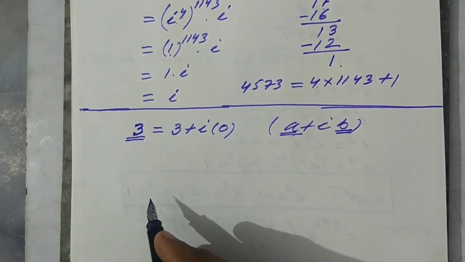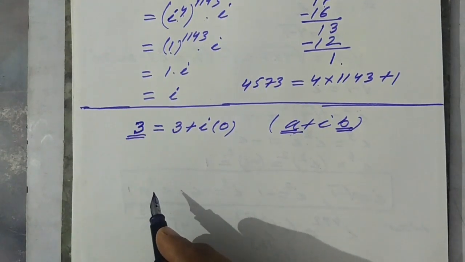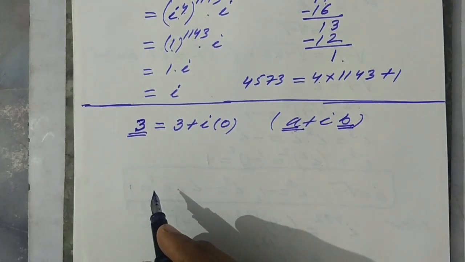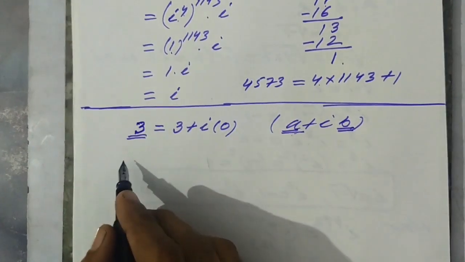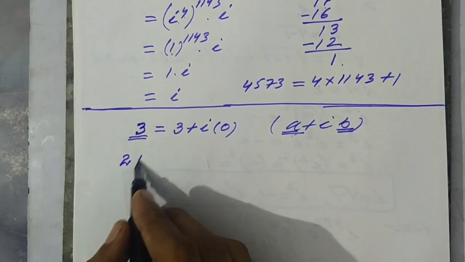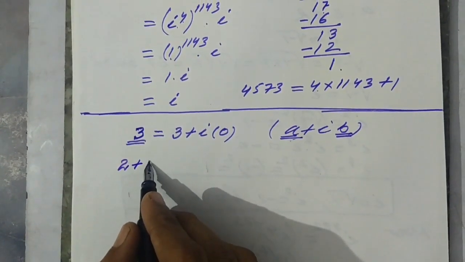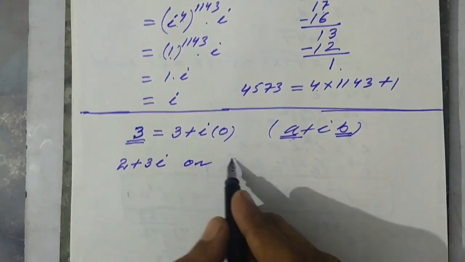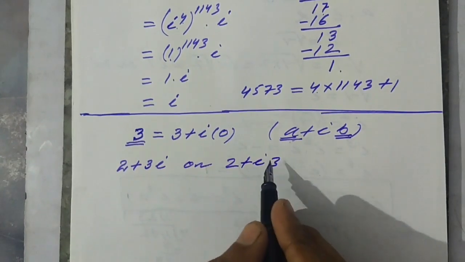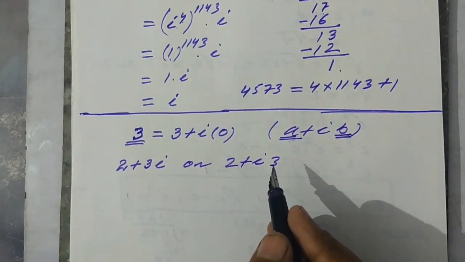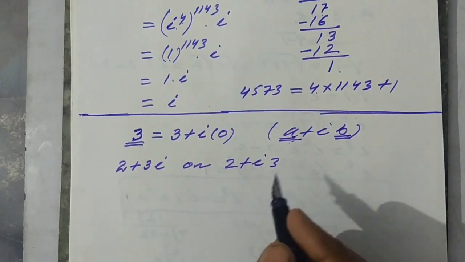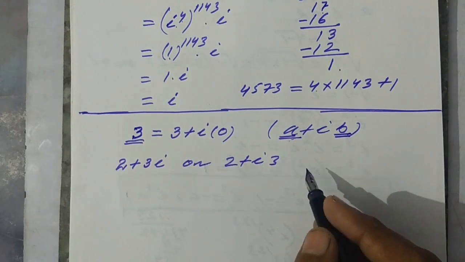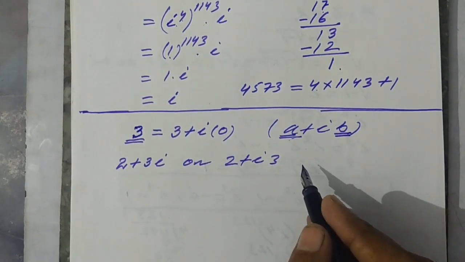but the converse is not true. That is, every complex number is not a real number or a natural number or an integer or a whole number. Suppose we write 2 plus 3 iota or 2 plus iota 3, which is a complex number, but it is neither a natural number nor a whole number nor an integer nor a real number.